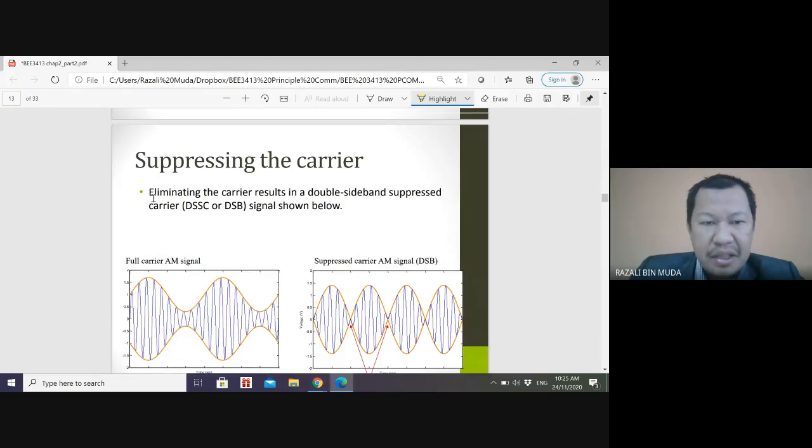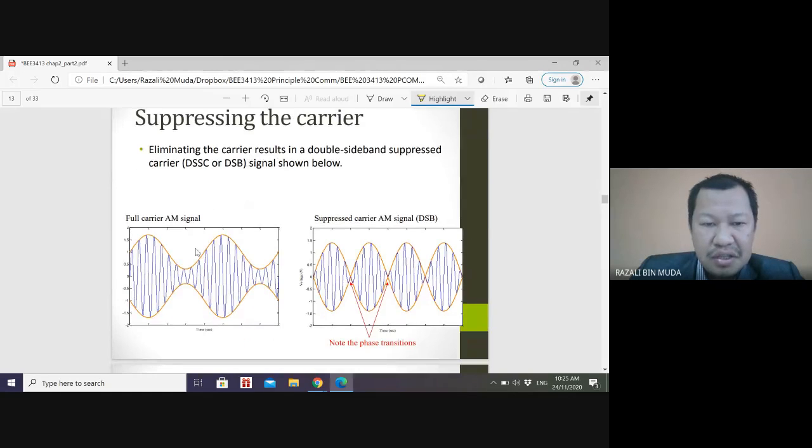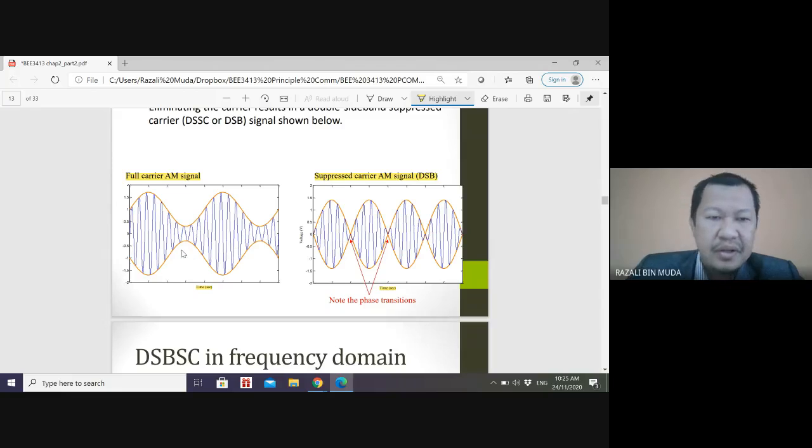Suppressing the carrier. Eliminating the carrier results in a double sideband suppressed carrier, shown below. This is the full carrier signal, and this is the suppressed carrier signal in time domain. So basically this is the normal envelope for the AM signal, which is double sideband full carrier, compared to the signal when we suppress or remove the carrier.